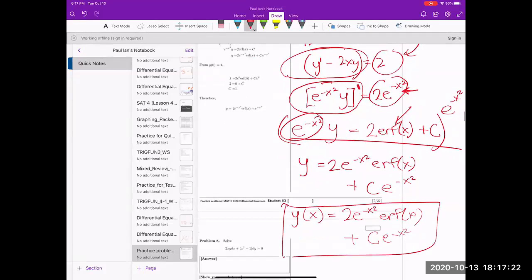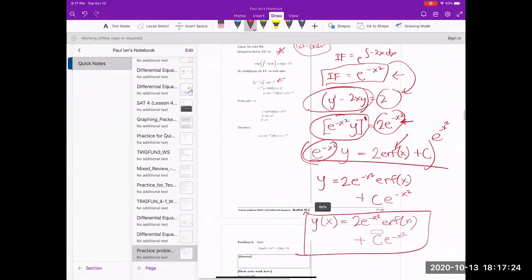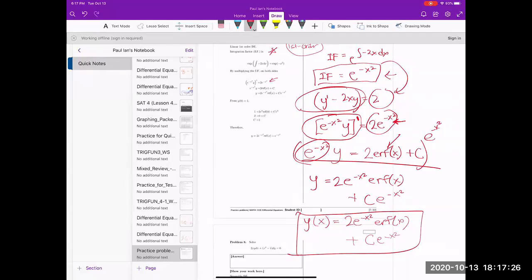And then this method is really simple because you don't have to do all the, it's like 1, 2, and that's it. You rearrange. And then you just apply your initial condition.